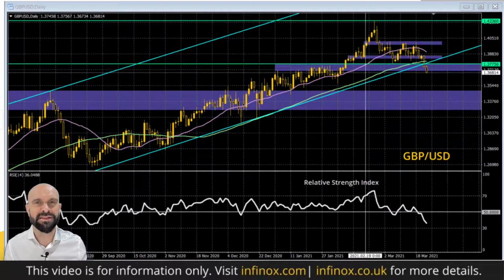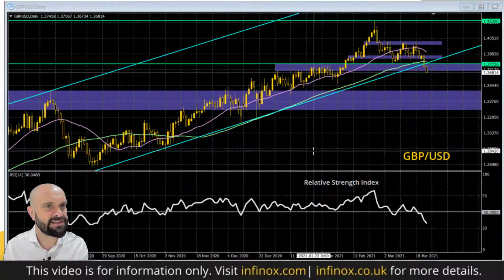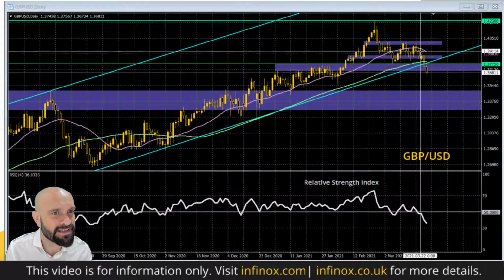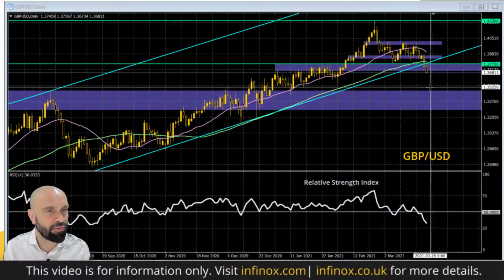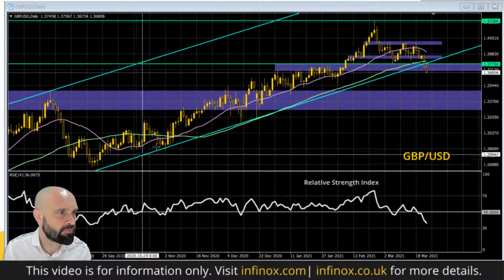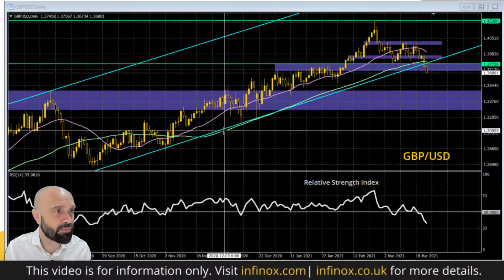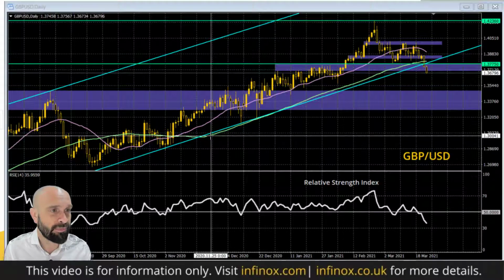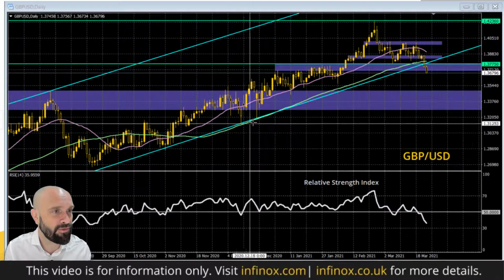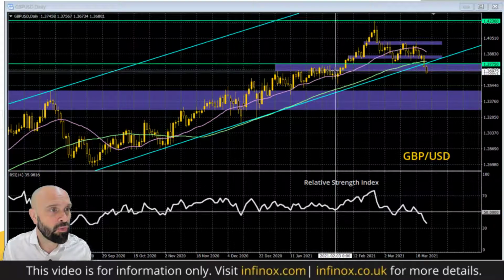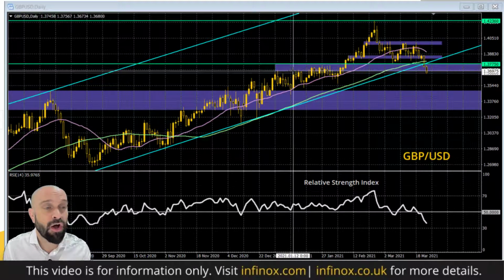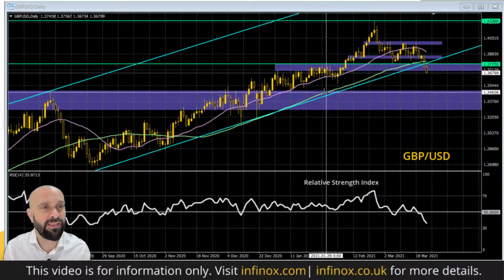Onto the Infinox MT4 platform now, and starting off with cable where sterling dollar has decisively broken down. It has had a significant move to the downside in the last 4 or 5 sessions, and it's really now broken this uptrend. It's also broken the support which had been consistently used of the 55-day moving average, and it's also now breaking below all these old breakout highs which would have been supportive, and that is a real concern of mine.